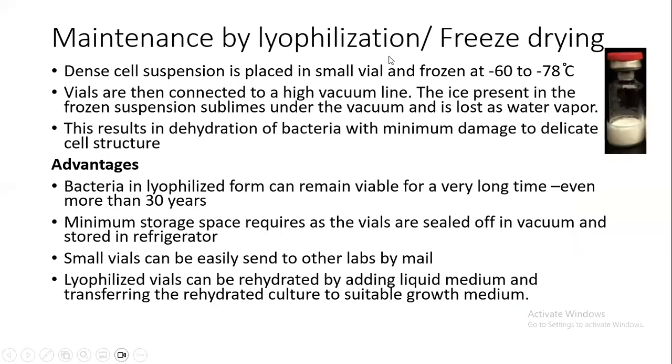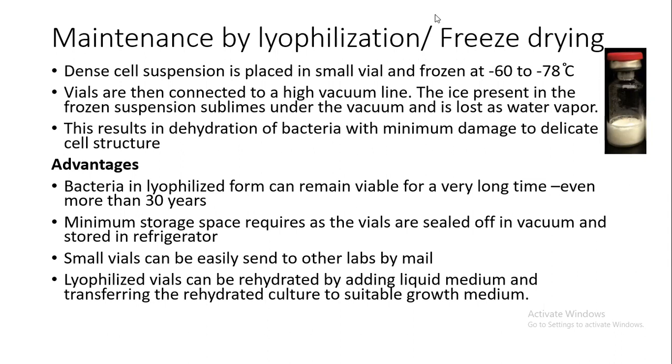Then the third method is known as freeze drying or lyophilization. In this method, what we do is we take a dense suspension of cells and we put it in small vials, and we freeze it at about -60 to -80 degrees Celsius. Then these vials are put in an equipment which is known as a lyophilizer.